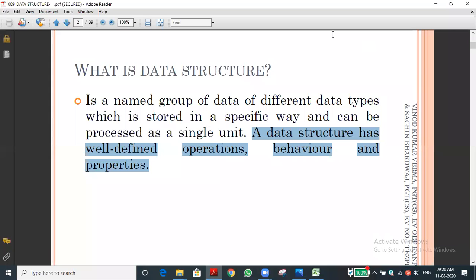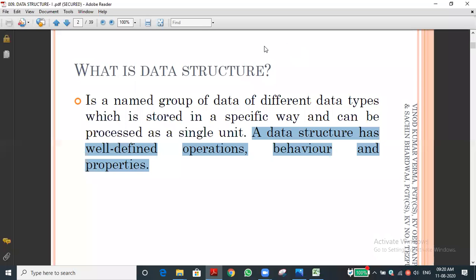Is it possible to add one integer value and one string value? No, sir. Float plus string? Not possible. For example, then we will go for multiplication. That is an operation.